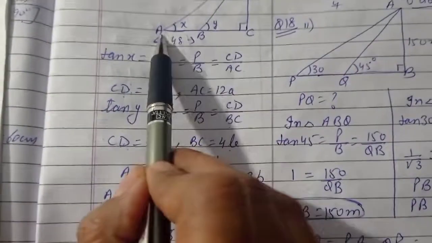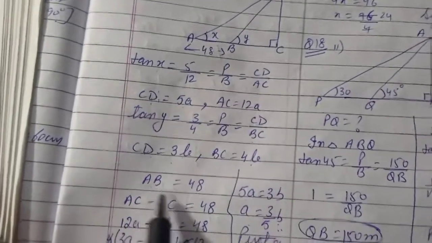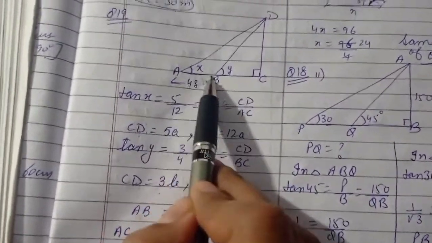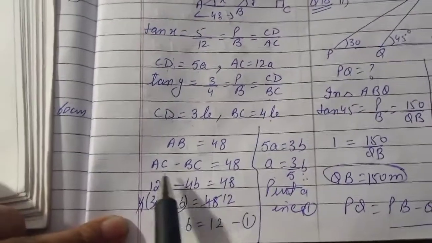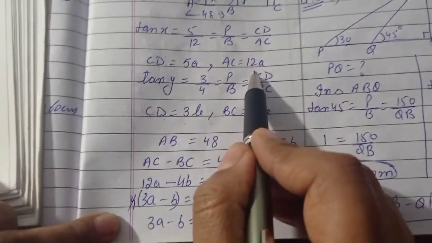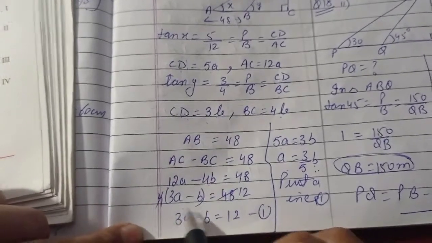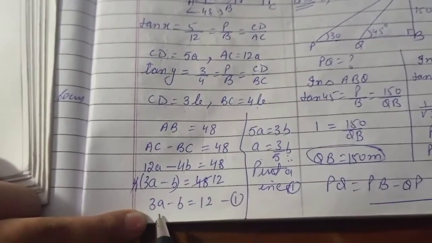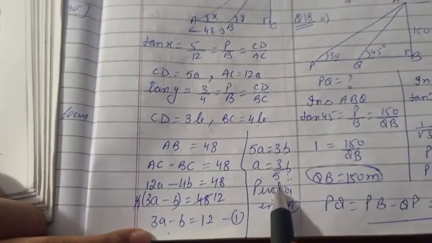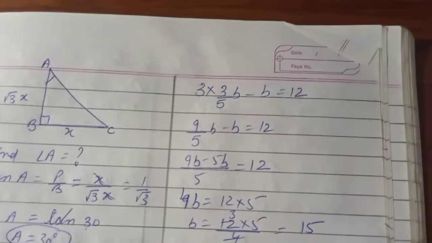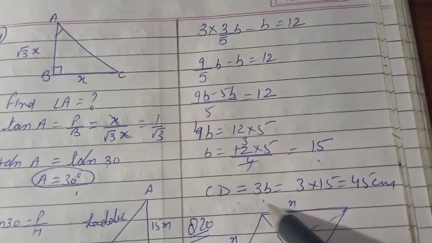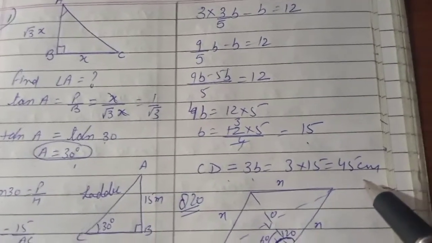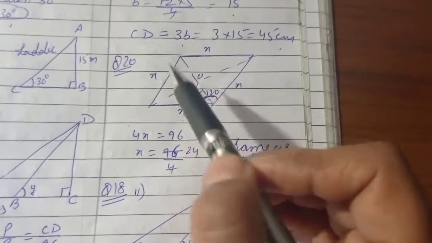Now AB is given as 48. Clear? AB is 48. How can we find AB? AB is what? AC minus BC. What is the value of AC? AC is 12A. And BC is what? 4B. Put it here. We'll get this equation. Now in this equation, you can replace A with 3 by 5 B. Look here. This way, we can find the value of B. Once we get B, we easily find CD, that is 3B. Put it here and you will get the answer.